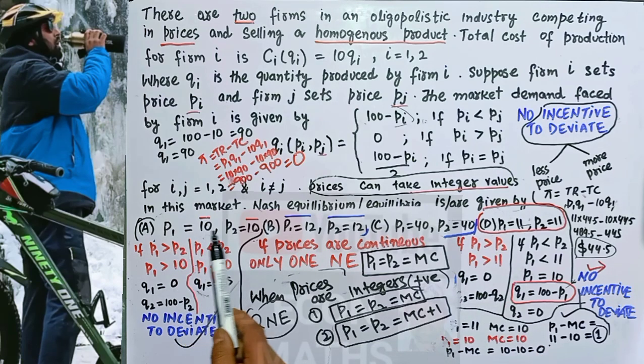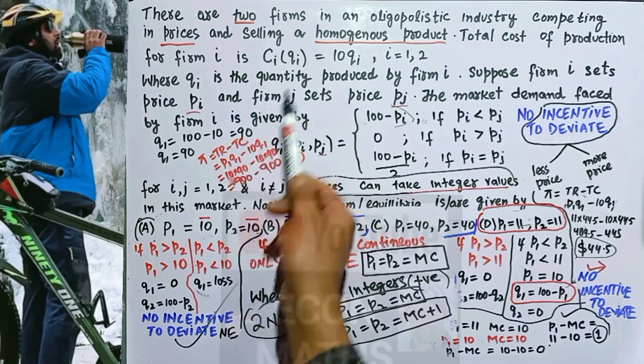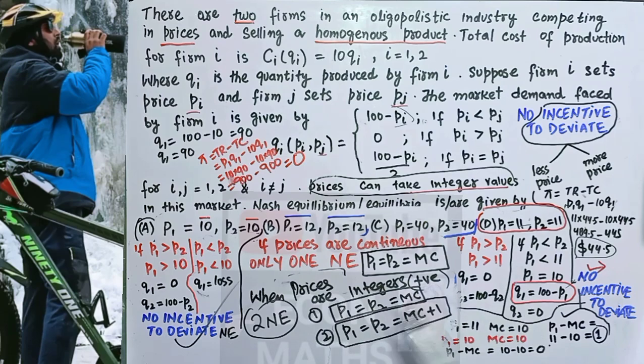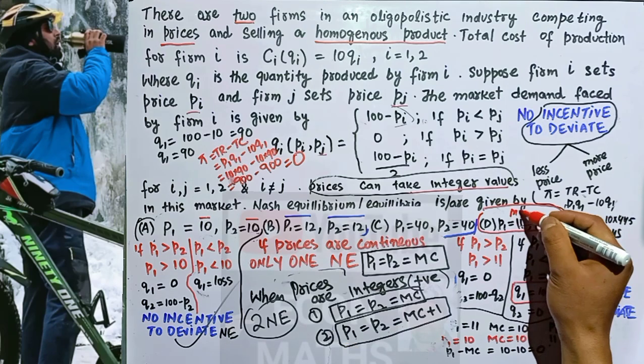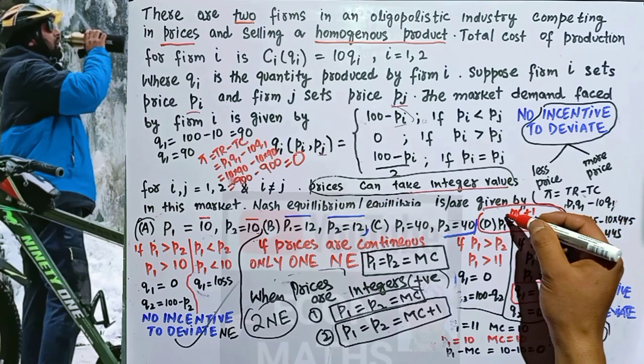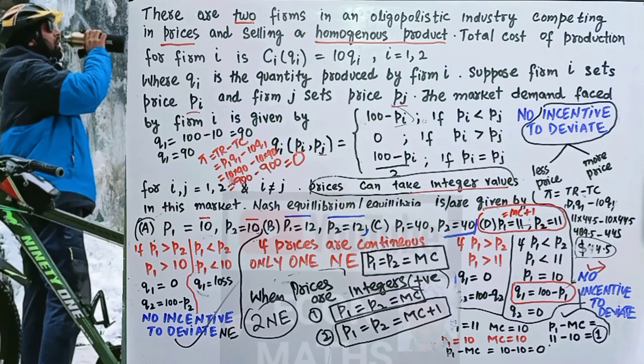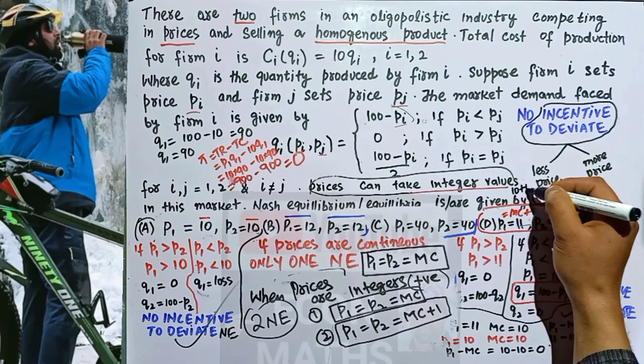Here you can see, in the first case P1 was 10, P2 was 10, marginal cost was also 10. And the second Nash equilibrium we got is when both firms charge a price equal to 1 greater than marginal cost. So marginal cost was 10, so we got here MC plus 1. So P1 is equal to MC plus 1 because marginal cost is 10. So 10 plus 1 is equal to 11.